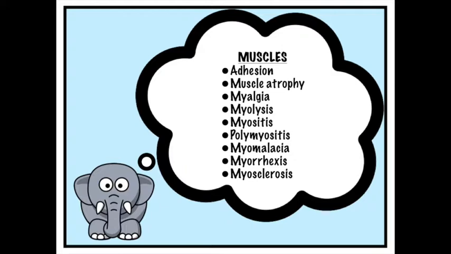Myorexis is the rupture of a muscle. Myo meaning muscle, and rexis meaning rupture. Myosclerosis is abnormal hardening of muscle tissue. Myo meaning muscle, and sclerosis meaning abnormal hardening.